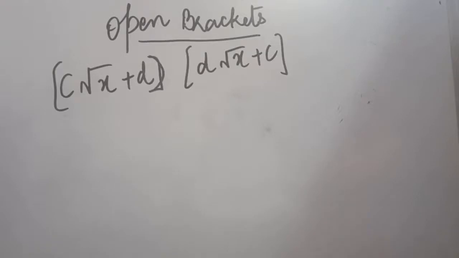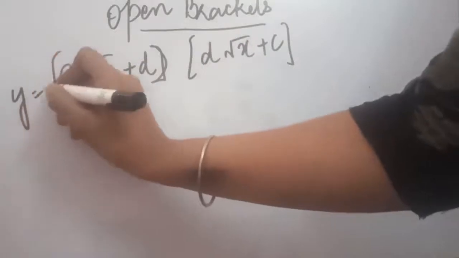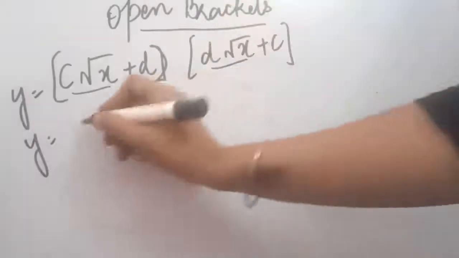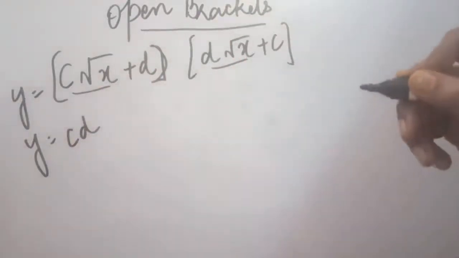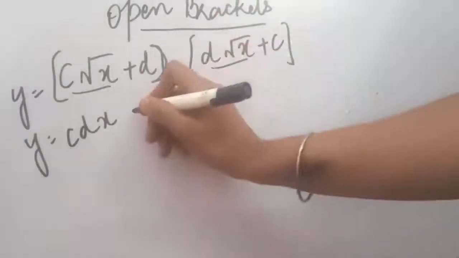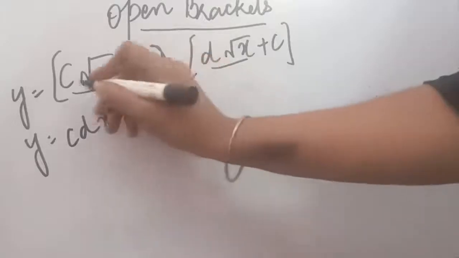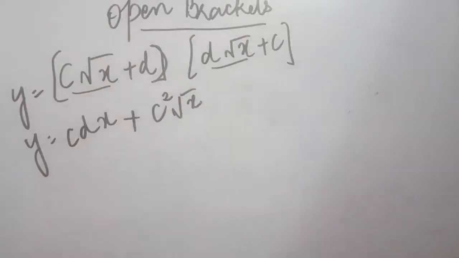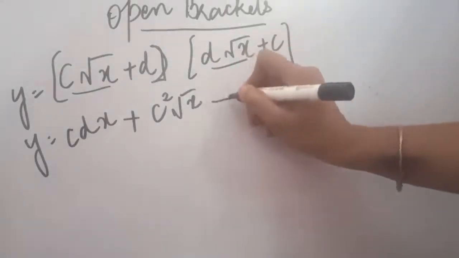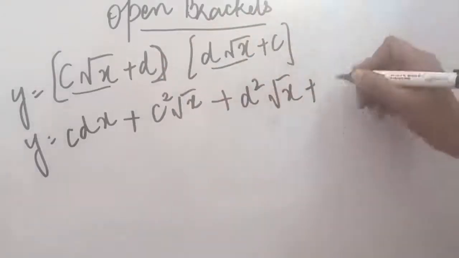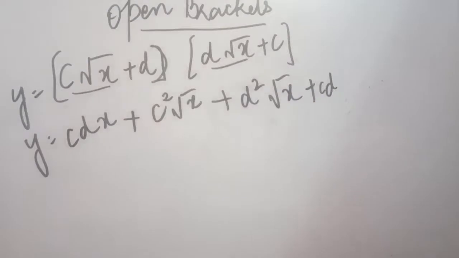This is another question where we have to solve it by the open brackets method. Now here, first in this function y, we will open the brackets. So c under root x will be multiplied by d under root x. So it will be cd under root x multiplied by under root x, it will be x because it will be squared and the under root will be deleted. Then c under root x multiplied by c gives c square under root x as the second term. Plus, now d will be multiplied, it will be d square under root x, plus d multiplied by c will be cd or dc we can write.